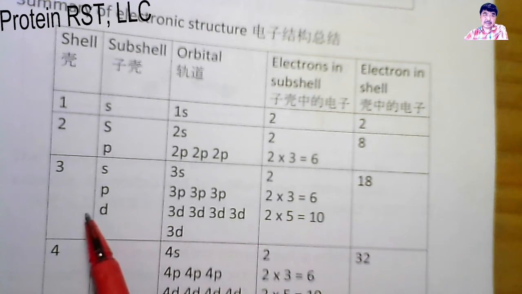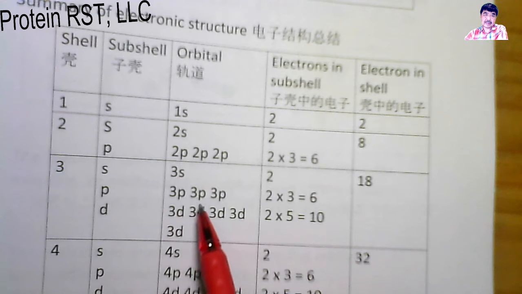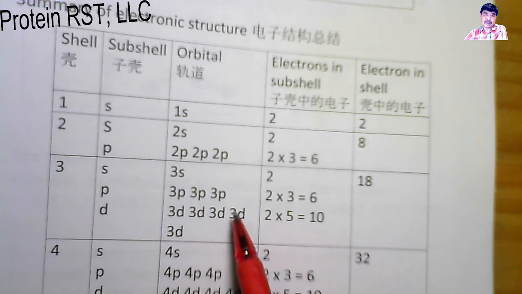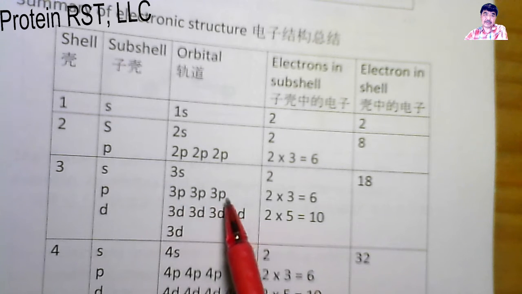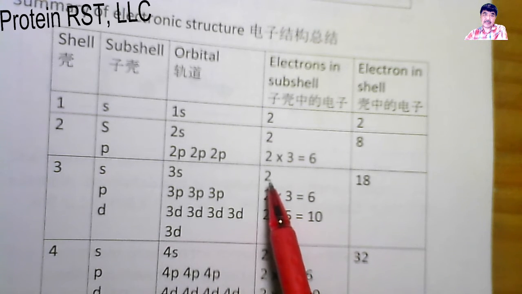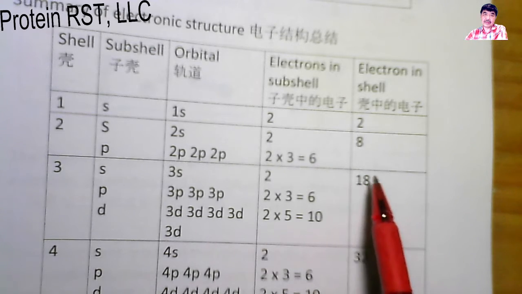The third shell has 3 subshells. This is 9 orbitals: 1, 2, 3, 4, 5, 6, 7, 8, 9. One 3s, three 3p, and five 3d. These are the electrons in subshells. The s has 2, p has 6, and the d has 10. The total is 18.